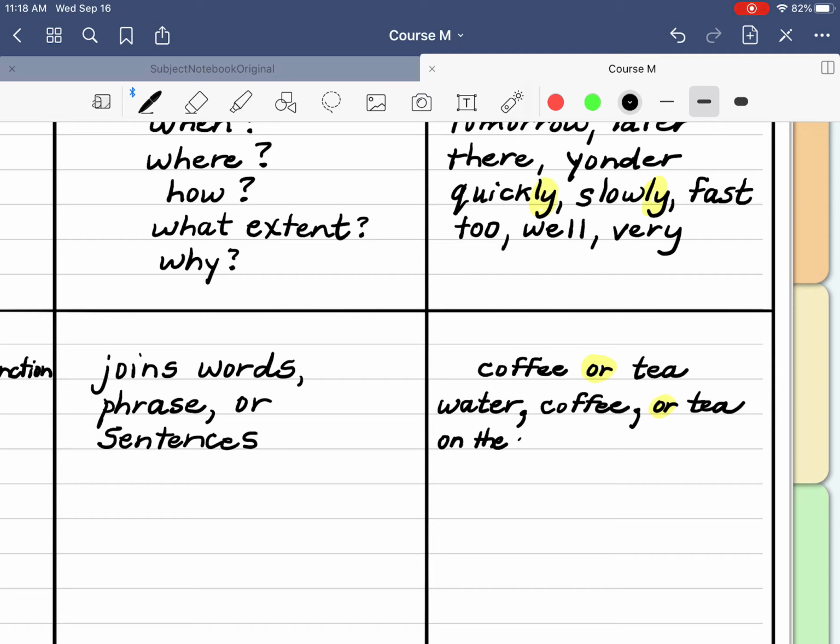On the roof and on the walk. Maybe we're talking about where the leaves are falling this year. They're falling on the roof, that's a phrase, and on the walk. There's the conjunction: and.